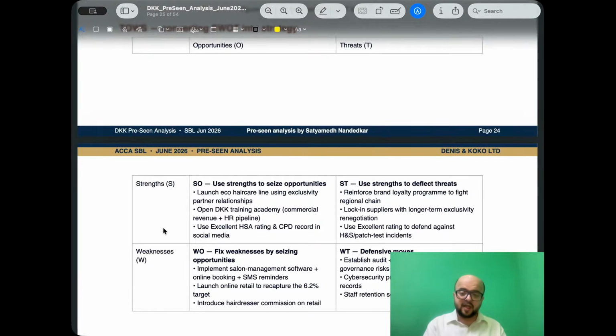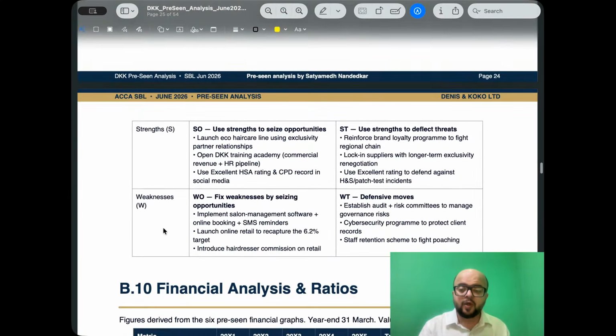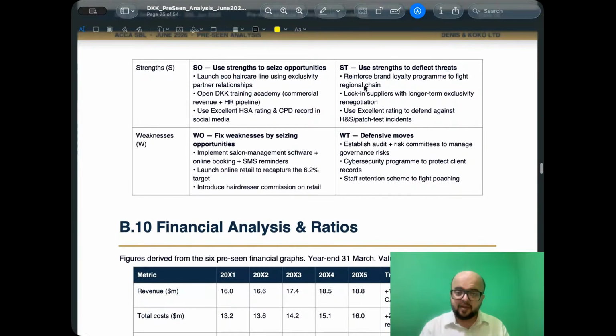Then use excellent HSA rating and CPD record on social media. Talk about that so that you can keep on highlighting the good work that your organization has been doing. Strength and threat: use strength to deflect threat. Reinforce brand loyalty program to fight the regional chain. So this way you can prevent your customers from going to competitors by offering them loyalty rewards and all of that, right?